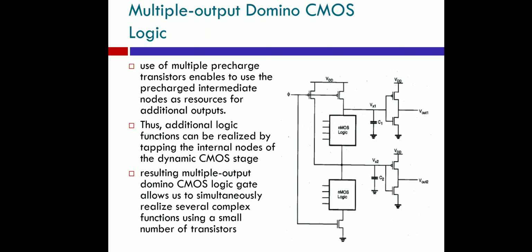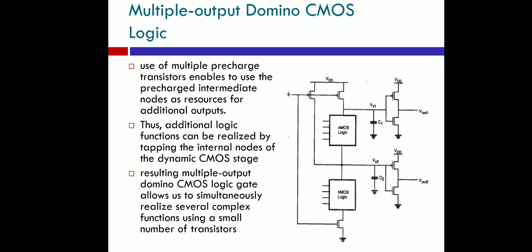Hello students, we'll continue our discussion on high performance dynamic circuits. In our previous discussion we had discussed the most commonly used high performance dynamic circuit, which is domino CMOS, and you would be remembering it's just the dynamic CMOS circuit followed by a static CMOS inverter.